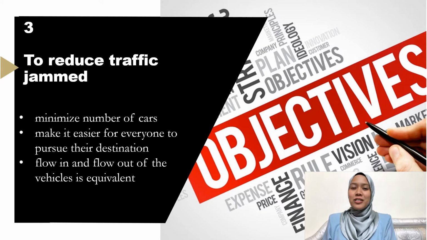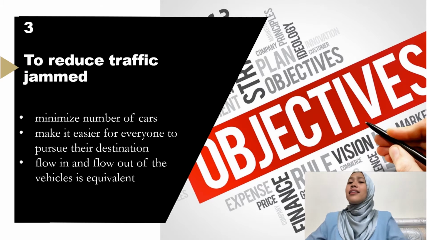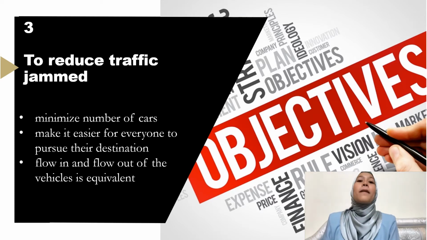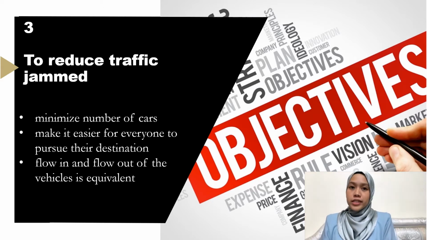Next, we move on to the second objective, which is to reduce traffic jams. There are a lot of ways to avoid this from happening, such as minimizing the number of cars used. Other than that, we can ride a bus or monorail to avoid traffic jams. It can also make it easier for us to reach our destination at the right time and to meet our beloved ones safely. From that, we can create a flow in and flow out that is equivalent.